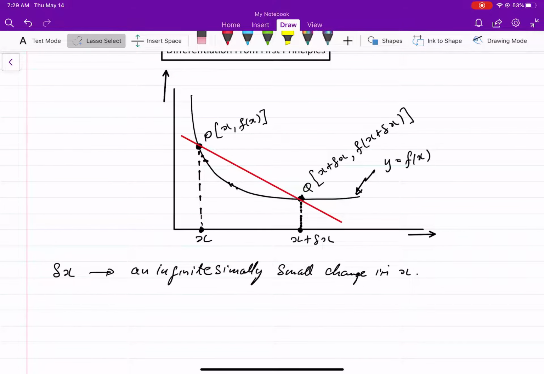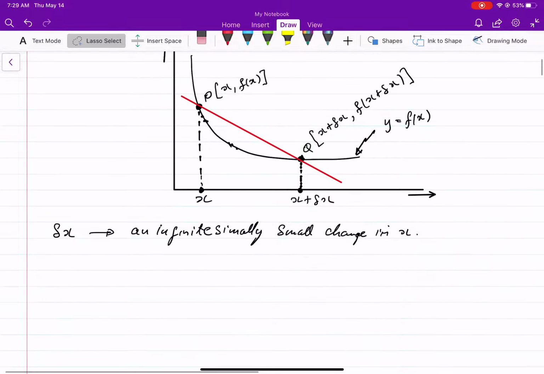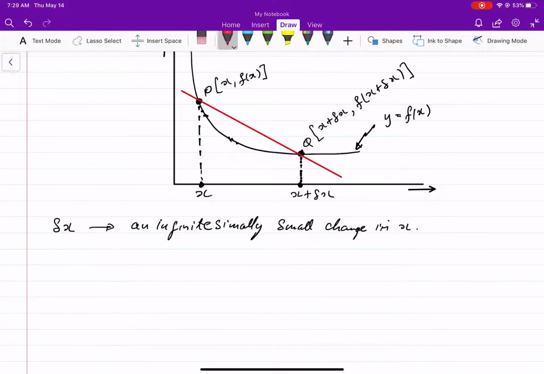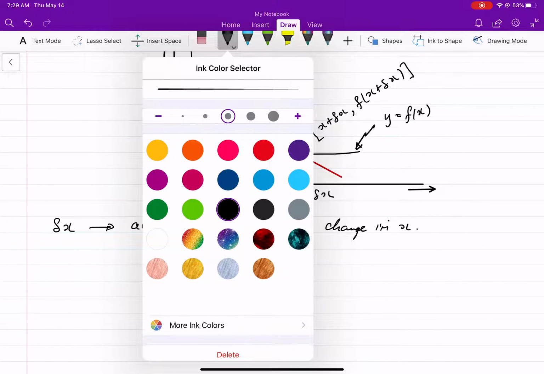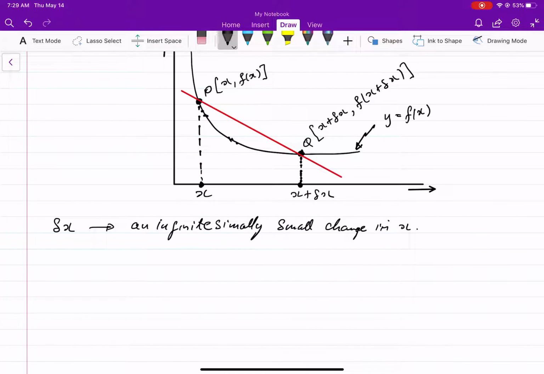Yes, that line passing through P and Q is called the secant PQ. All right, the line through P and Q is called a secant.